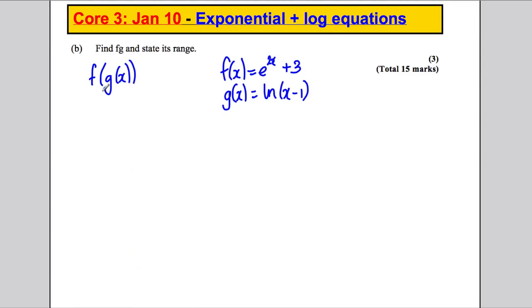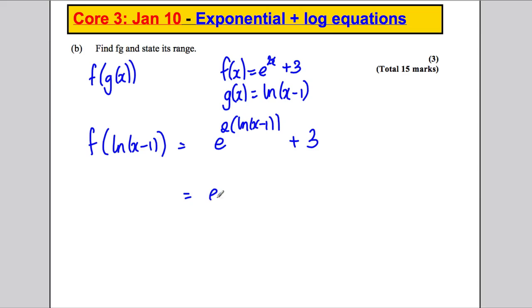And we're going to work out f of g of x, which is f of ln (x subtract 1), which is equal to e to the 2 ln (x subtract 1) plus 3, which is equal to e, you can take this power up inside the ln, so that's e to the ln (x subtract 1) squared plus 3.